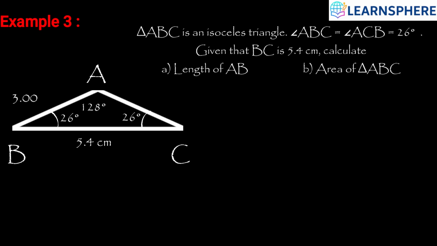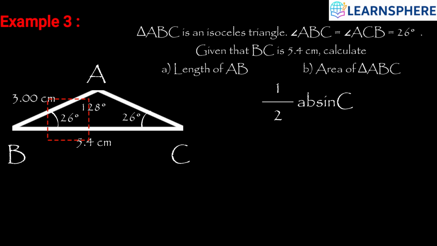Next, going on to part B, we are asked to calculate the area of triangle ABC. Looking at the diagram, after finding length AB, we can observe that the two sides that we have are AB and BC. To find the area of the triangle using trigonometry, the formula is half ab sine C, where the angle that we have to use is the angle that is sandwiched between the two sides. Therefore, it is angle ABC of 26 degrees.